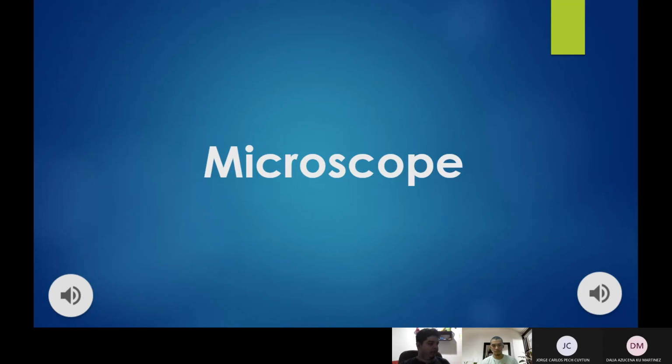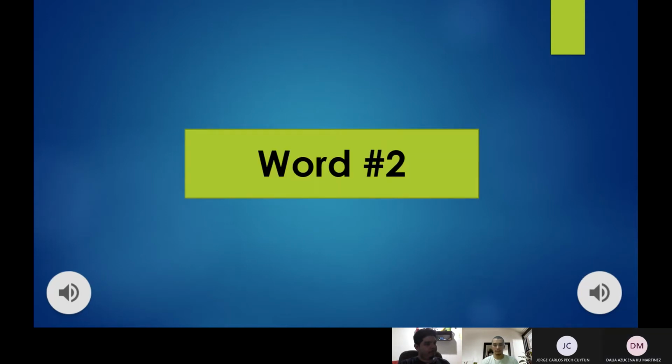And maybe if you have a doubt about the word, you can ask us for an example of the context of the word, and maybe you can get a clarified meaning or a mental image of the letters of the word. But it's okay, don't worry. It's just a practice for you. Thank you, teacher. Okay, the next word is for Jorge Pech.